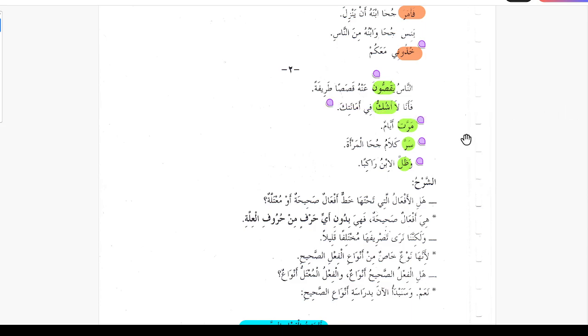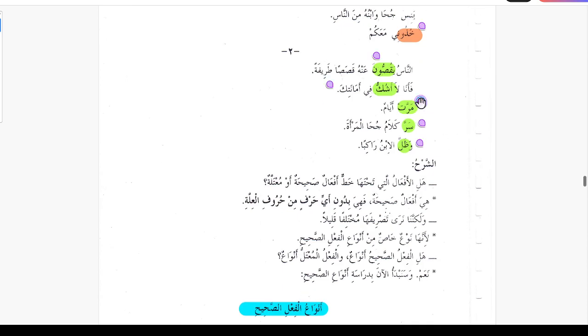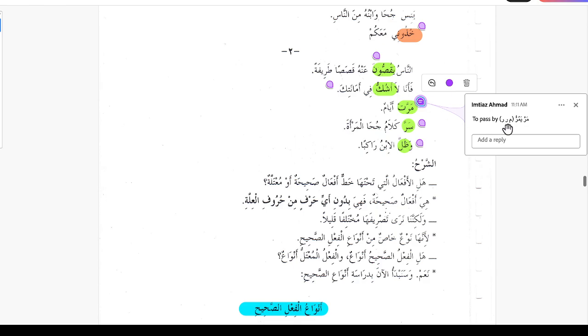Marrat ayyamu, the days pass by. So marra yamurru is a verb with root letters Mim, Ra and Ra. So Ra is doubling here. The second and third root letters are the same.